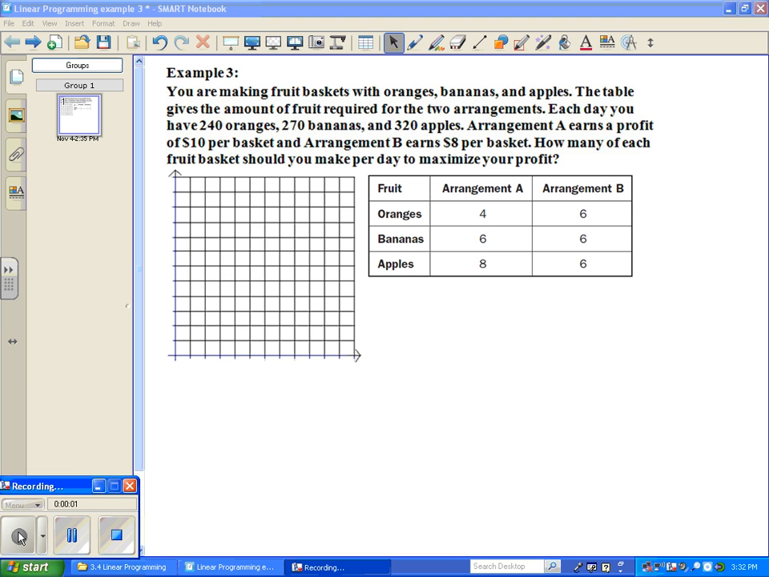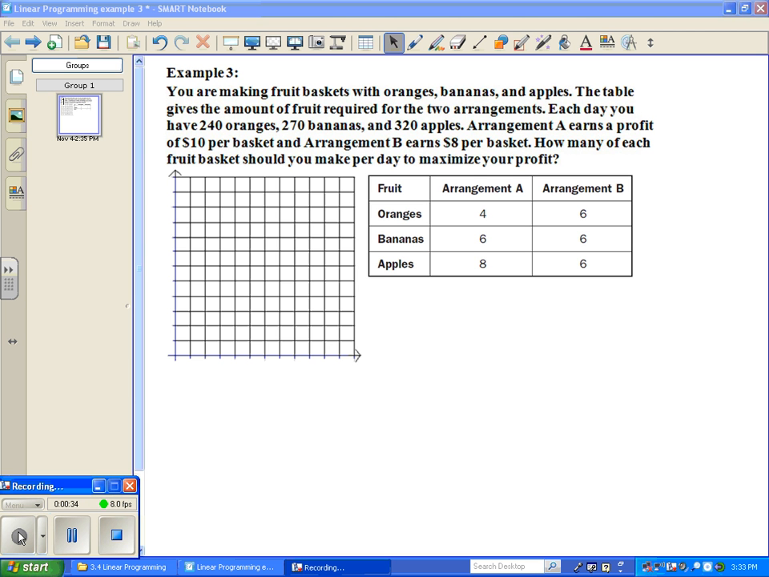This is a linear programming problem. The problem states that you are making fruit baskets with oranges, bananas, and apples. The table gives the amount of fruit required for the two arrangements. Each day you have 240 oranges, 270 bananas, and 320 apples. Arrangement A earns a profit of $10 per basket, and arrangement B earns $8 per basket. How many of each fruit basket should you make per day to maximize your profit?